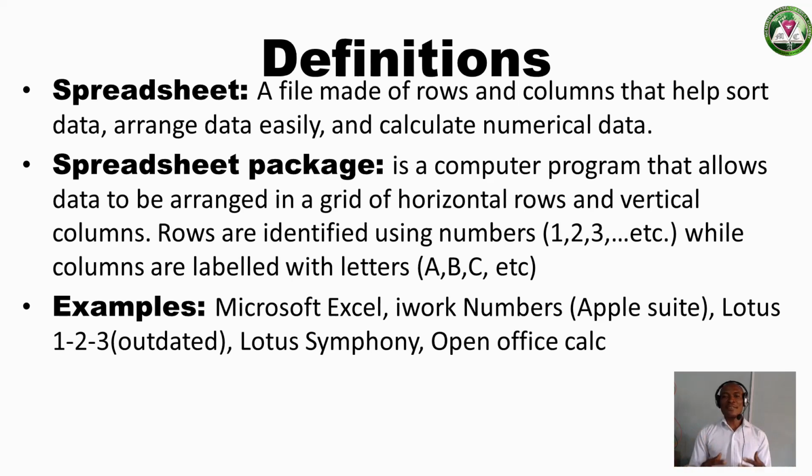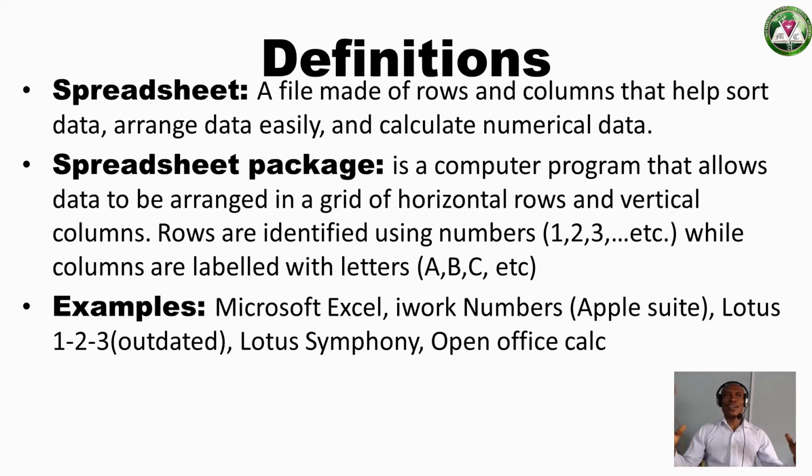And these rows are identified using numbers 1, 2, 3, etc. Then the columns are labeled with letters. So when you open the spreadsheet program, you discover that you have lines running from top to bottom. You have lines running from left to right. Then on the vertical columns, you have the letters there, A, B, C, D. And when you get to Z, it will start again, AA, AB, AC, like that.